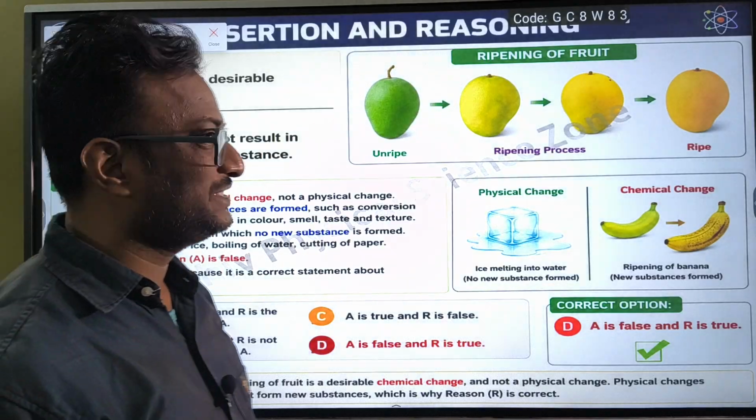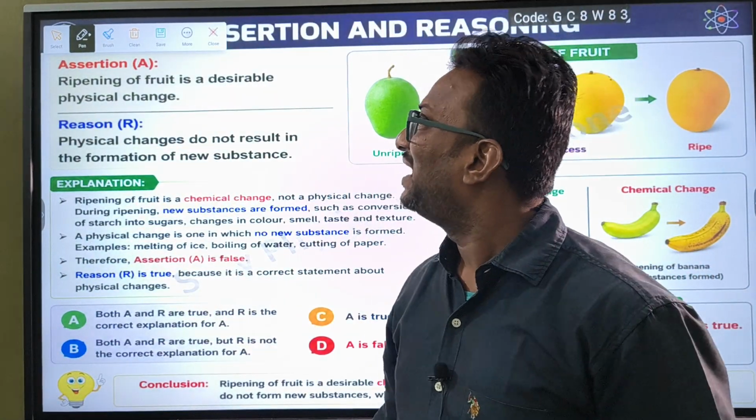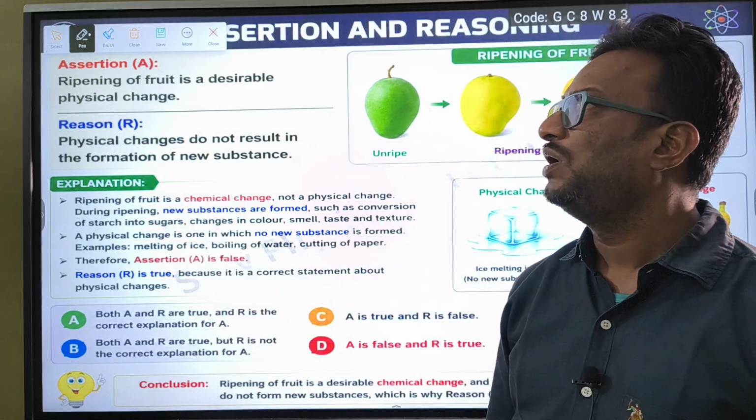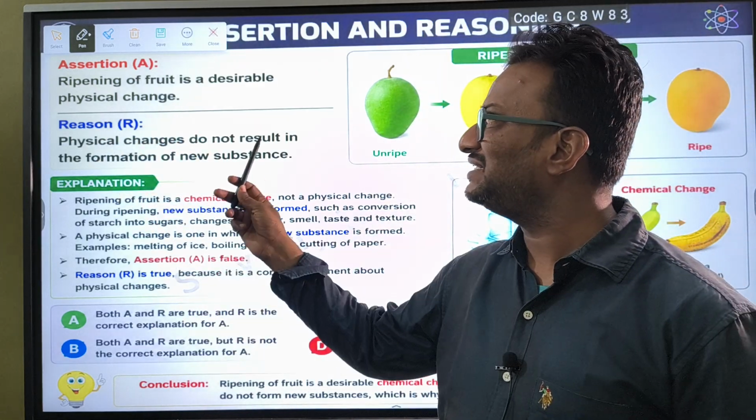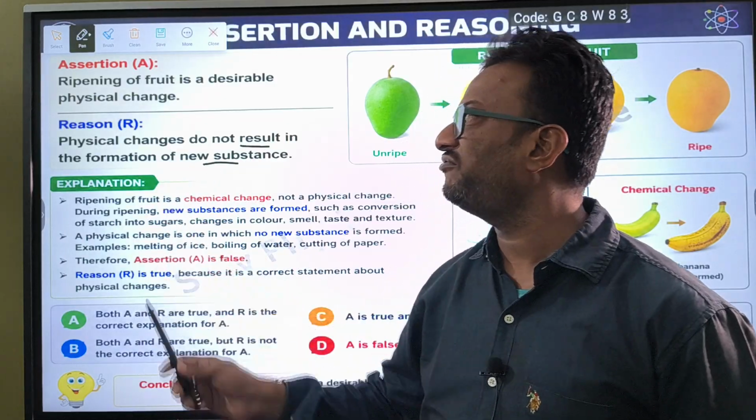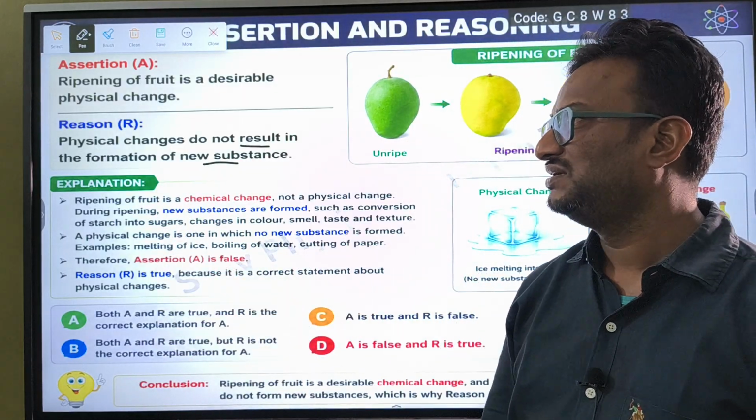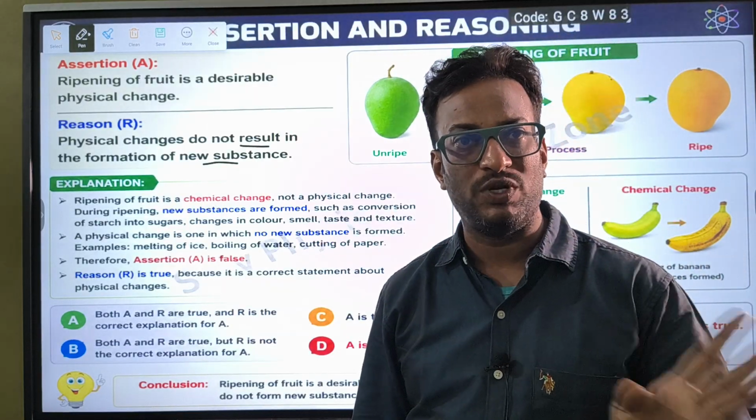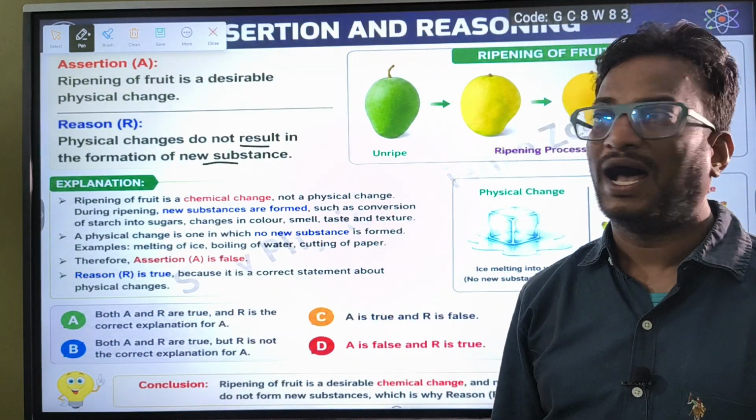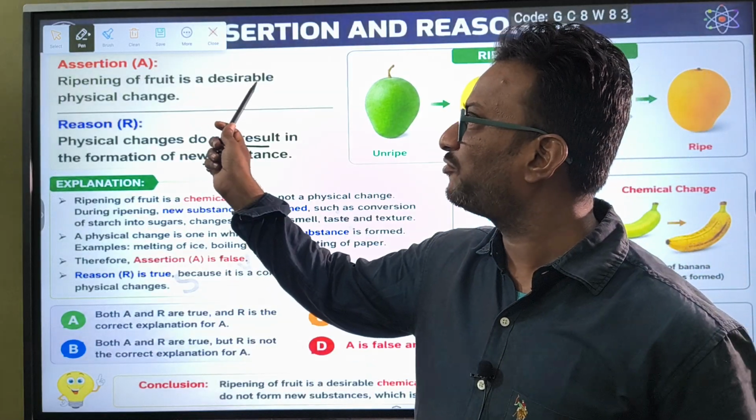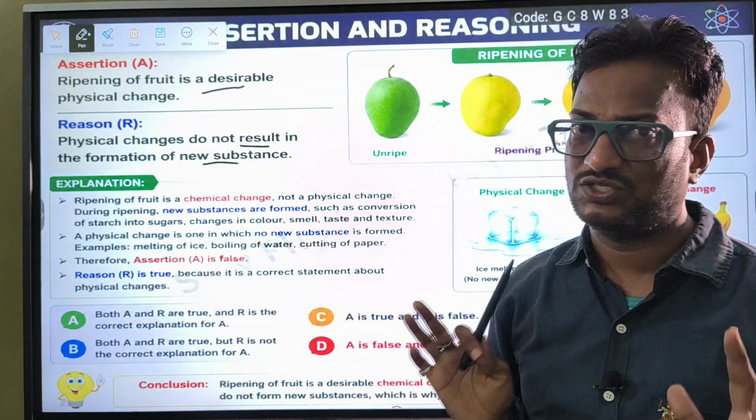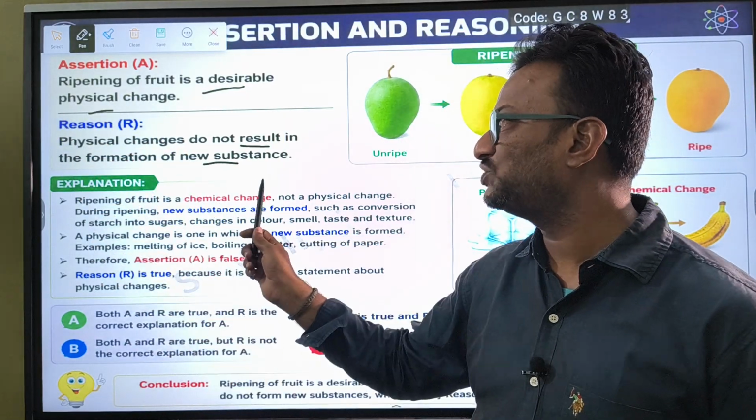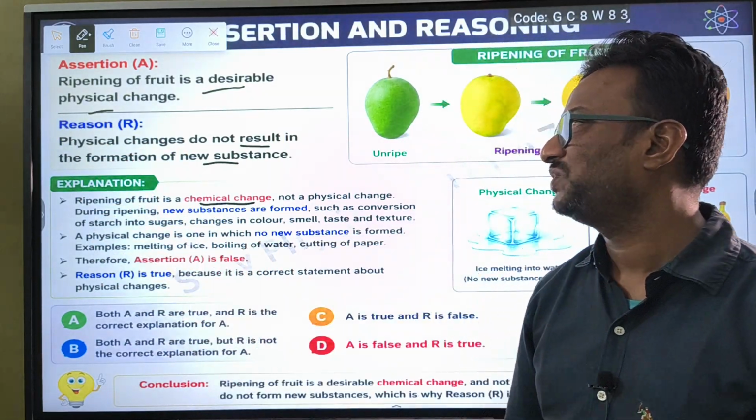We go for one more assertion: ripening of fruit is a desirable physical change, and physical changes do not result in the formation of a new substance. See here, two statements are given, one is the assertion and the other is the reason. The assertion is that ripening of fruit is a desirable change. It is surely desirable, but it is not a physical change. It is actually a chemical change.